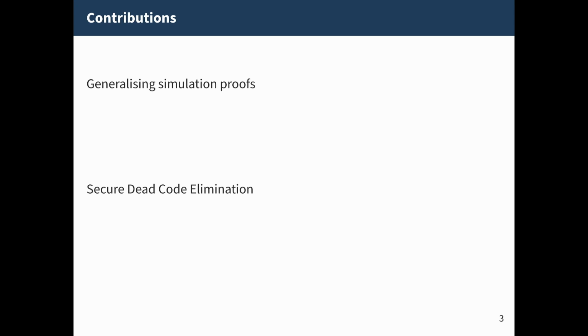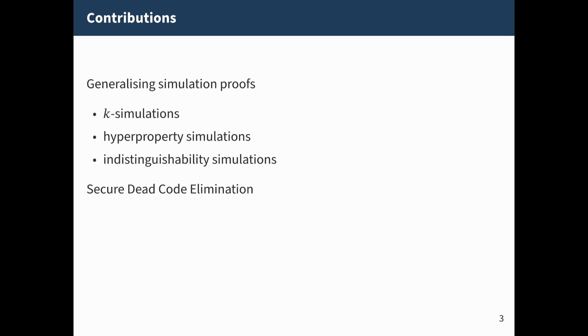We do so by first introducing three kinds of simulation proofs. Case simulations are a generalization of compilation simulations, where you simulate between a source and a target trace to an arbitrary number of traces. Then we have hyperproperty simulations, which are targeted to translate some hyperproperty to a target program. And we have the special case of indistinguishability simulations, which are targeted at exactly preserving non-interference.